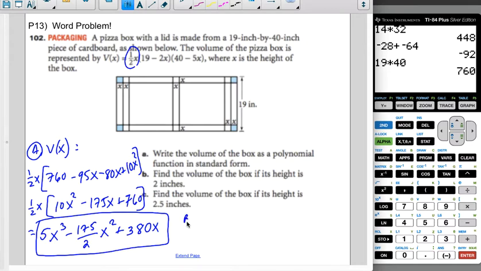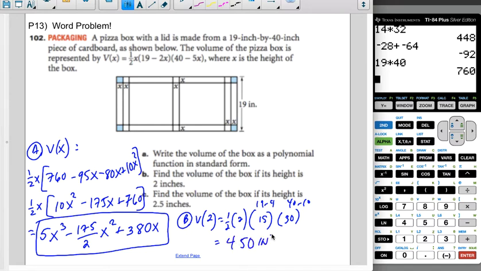B, find the volume of the box if the height is 2. So B is asking me to plug in 2. So V of 2, I'm going to plug into the easiest option, the original that they gave me. That's going to be 1/2 of 2, and then 19 minus 4, so that's 15, and then 40 minus 10, which is 30. The 1/2 and the 2 cancel, and I just get 450 inches cubed. 15 times 3 is 45, so 15 times 30 should be 450.